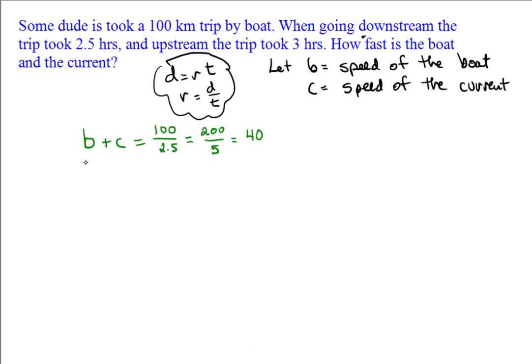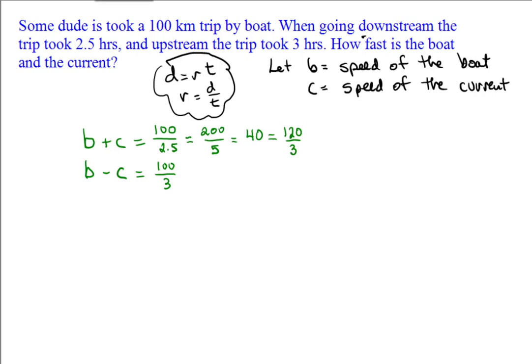So when you're going upstream, the boat's speed minus the current, because the current is pushing against you, slowing you down. And in that circumstance, you would be going 100 kilometers, but over the different time of 3 hours, so slightly longer. So I'm going to do a little bit of extra work here. In the top one, we had the number 40, and in the bottom, we have 100 over 3. But I'm going to change the 40 into a 120 over 3, which is equivalent, but will give me the common denominator. So when I work with my equations, it'll be a little bit easier.